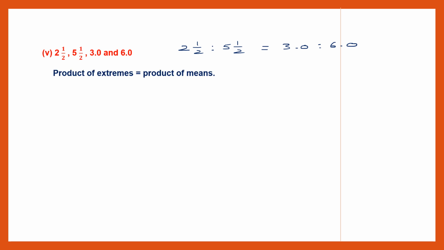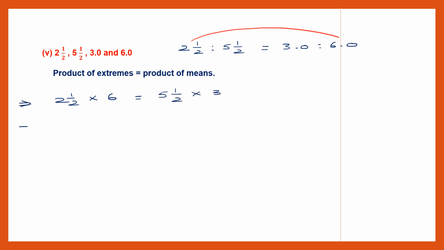Question 5, we've been given four quantities. Let's write them as two ratios. So this will be 2 1/2 is to 5 1/2, and the other ratio is 3.0 is to 6.0. Now, product of extremes is equal to product of means. These are the extremes. So that will be 2 1/2 into 6.0 or simply 6. And this should be equal to product of means, that is 5 1/2 into 3.0, which is 3.